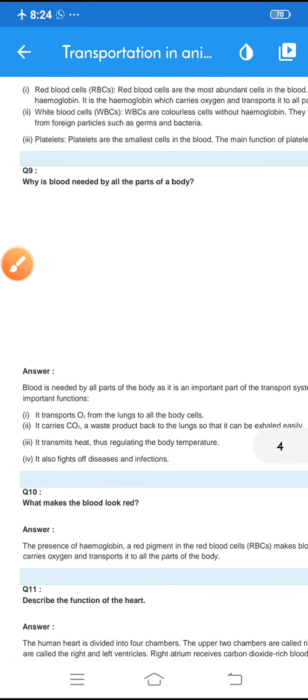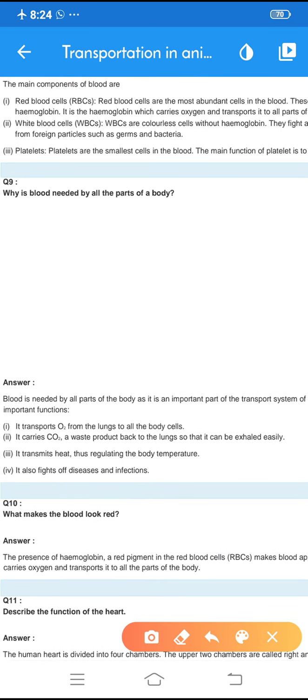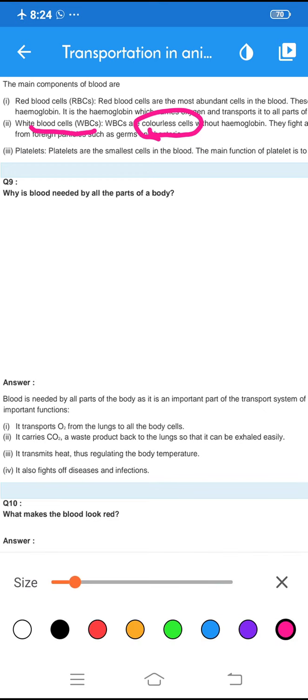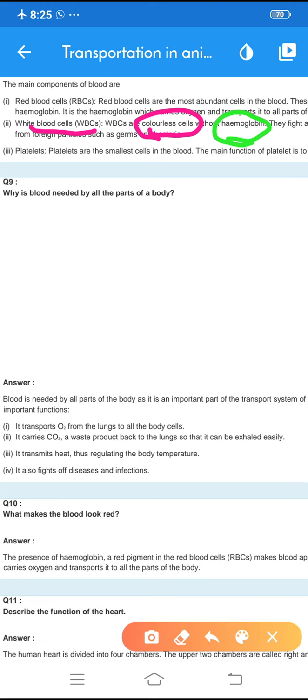The next kind of cells is white blood cells. We call them WBCs. WBCs are also known as the soldiers of our blood. They are colorless cells. They don't have any color because there is no hemoglobin in the WBCs.